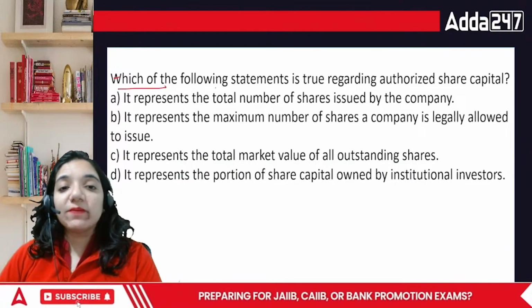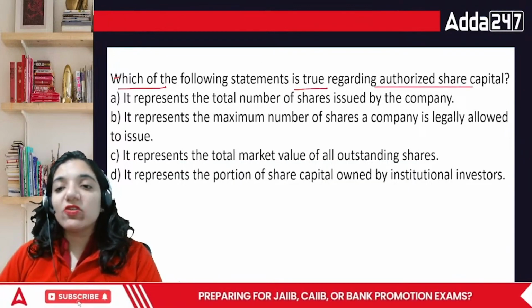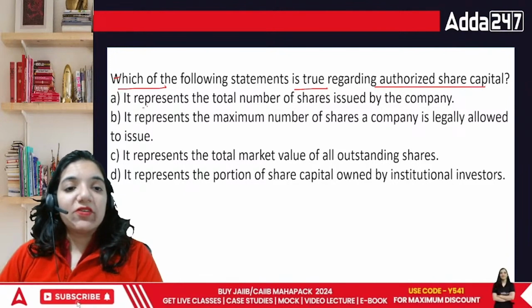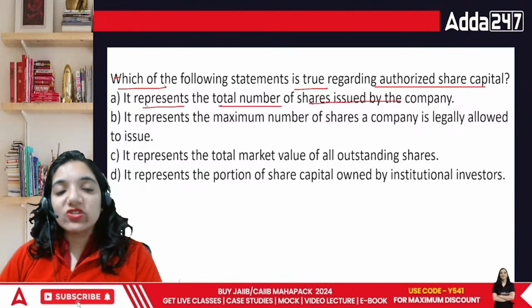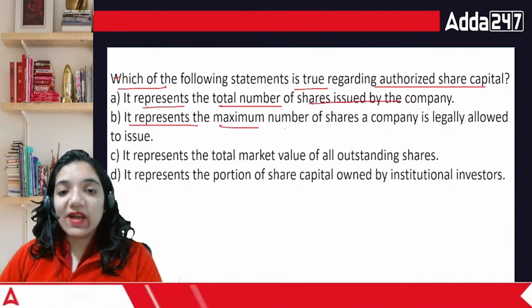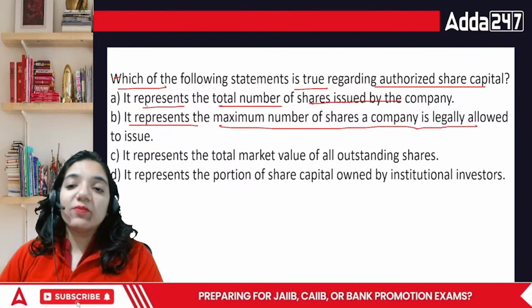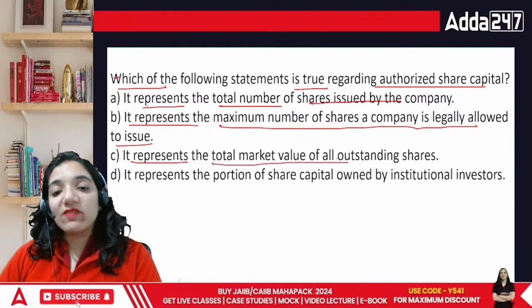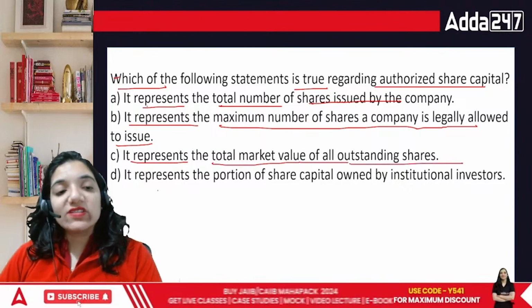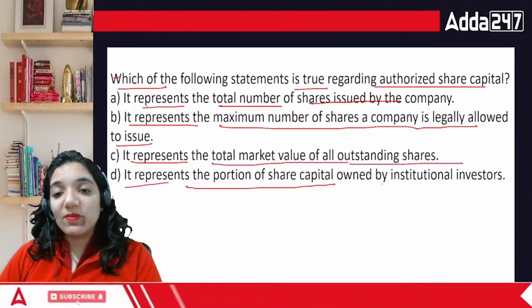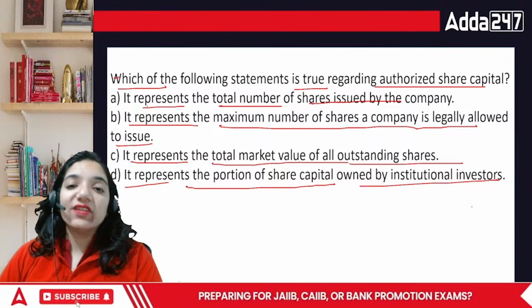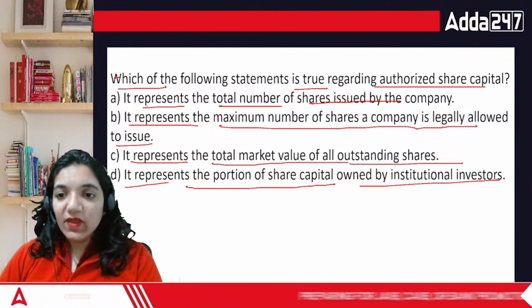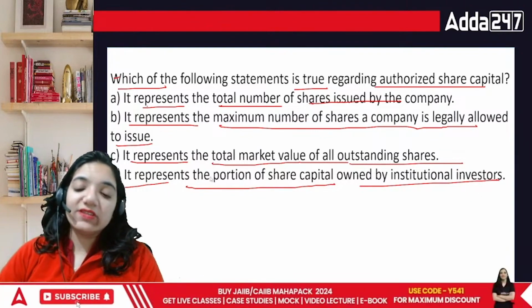Which of the following is true regarding the authorized share capital, everyone? It represents the total number of shares issued by the company. It represents the maximum number of shares a company is legally allowed to issue. It represents the total market value of all outstanding shares. Or it represents the portion of share capital owned by institutional investors. Acha, do you know what exactly is authorized share capital?